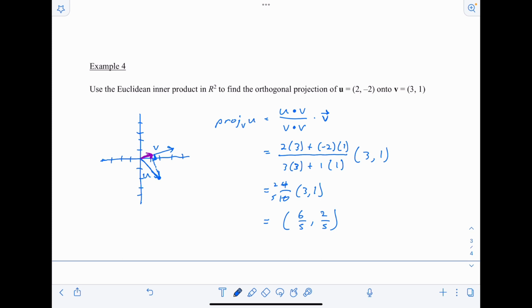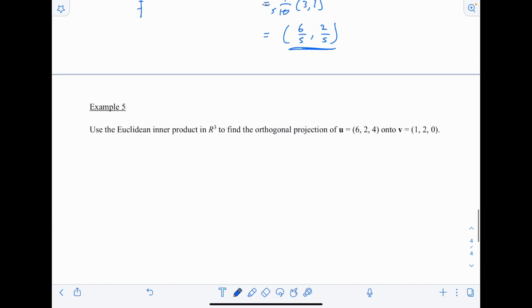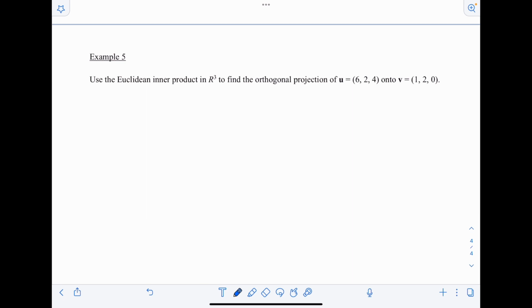So what that says is that the projection is this vector right here. This is the projection of U onto V. All right, let's do one more example and wrap up this lesson. So this is the same thing. We're just going to extend this into 3-space now, but it's the same exact process.